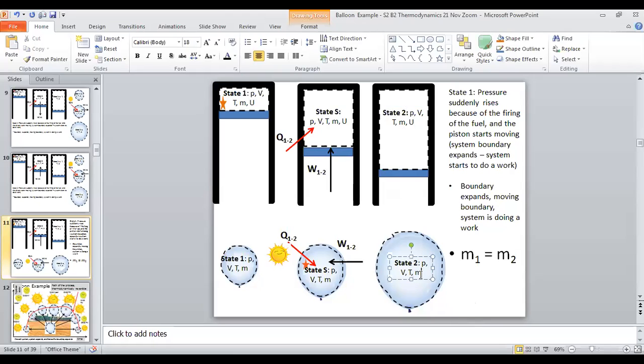So I will put a big U here, the internal energy, big U. And here also a big U. So at state 1 it is U1, state 2 it is U2, general state it is U.